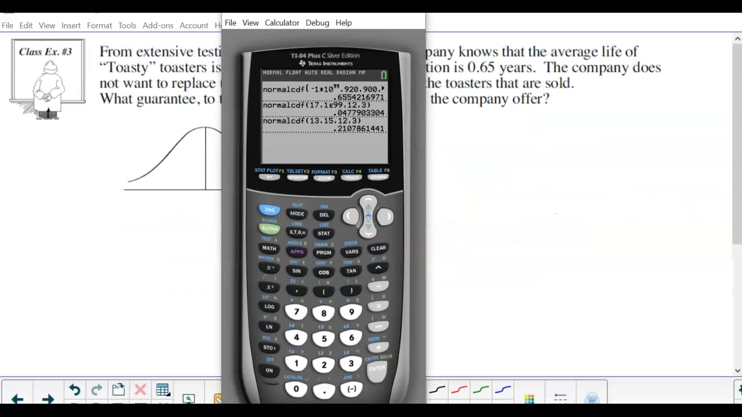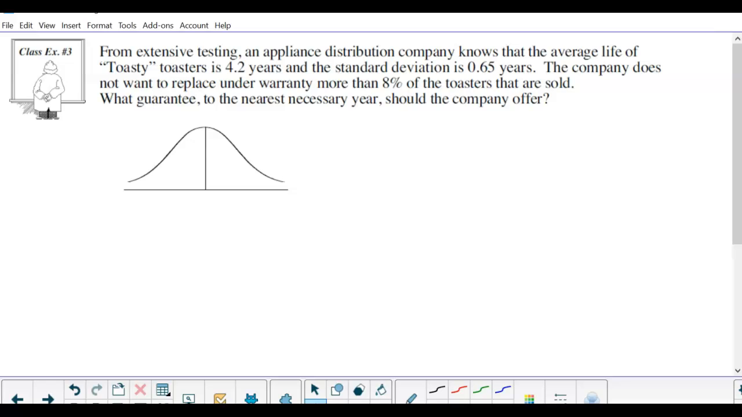Okay, next one. From extensive testing, an appliance distribution company knows that the average life of toasters is 4.2 years, and the standard deviation is 0.65 years. The company does not want to replace under warranty more than 8% of the toasters that are sold. So, when you buy something, sometimes they'll say, this is under warranty for 2 years. That means you can return it and get a brand new one, right? So that's what they're looking for. They don't want that to happen for more than 8% of the toasters.